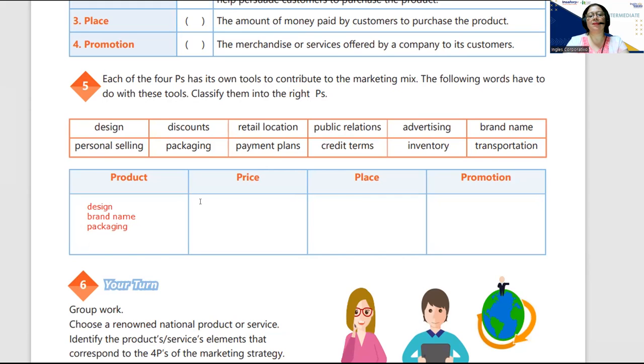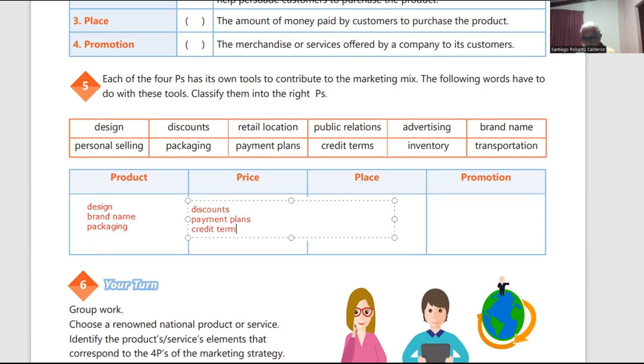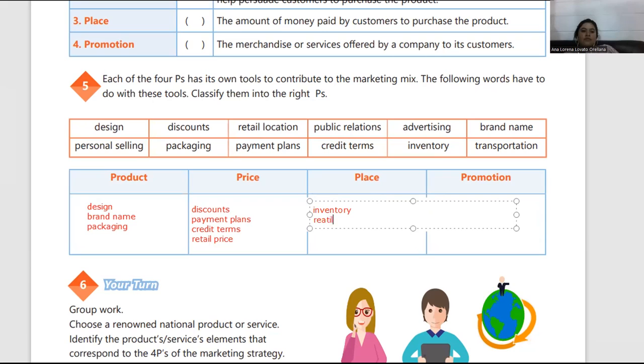Okay, veamos la siguiente. Brand name. Ya está ahí. Price? No, price. Discount. Is correct. Payment plans. Credit terms. Retail price, right. Okay, what about place? That inventory, what he said. Retail location. Personal selling or selling. Transportation.